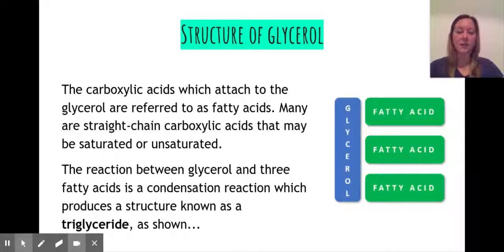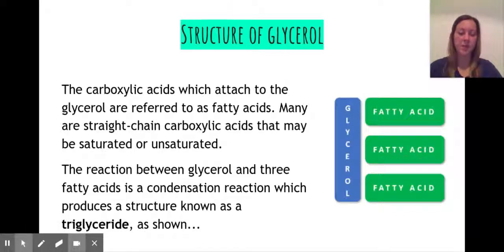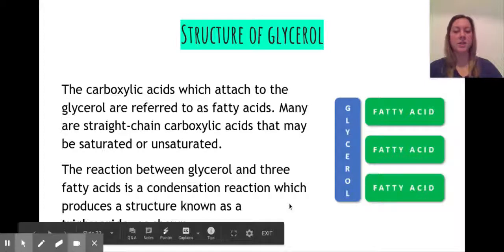The reaction between glycerol and 3 fatty acids is, like we said, a condensation reaction, so it's going to produce some water molecules, which produces a structure known as a triglyceride. So you have your 1 glycerol reacting with your 3 fatty acids. Now the fatty acids don't have to be the same, they can be different, but it's going to produce this structure known as a triglyceride.